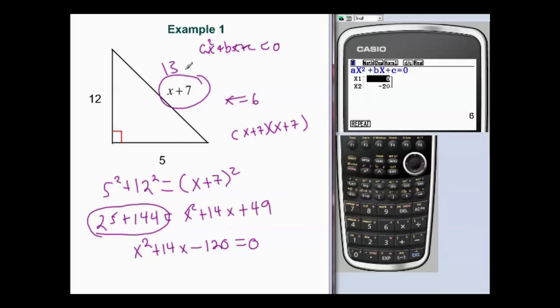I kind of already knew that going in because guess what? The 5, 12, 13, that's a Pythagorean triple. If you had recognized this as a Pythagorean triple, you just set x plus 7 equal to 13 and solve for x.